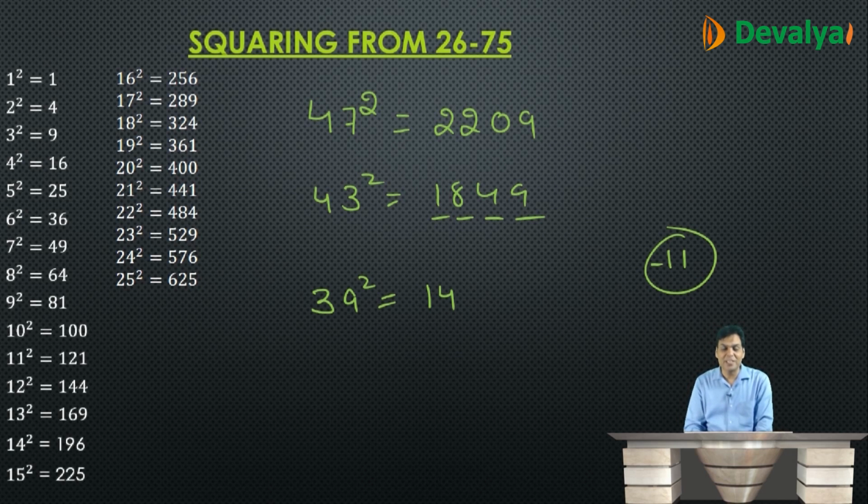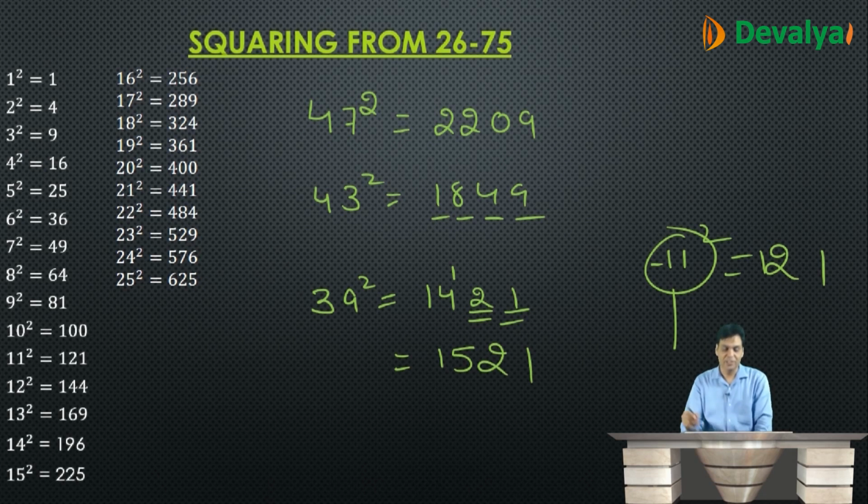But when I calculate the square of 11, it is 121. Here the problem arises. The square of 11 is 121, a three-digit number, and I have only two places. So I write 21 here and carry 1. So it becomes 1521. The square of 39 is 1521. Let's take another example.